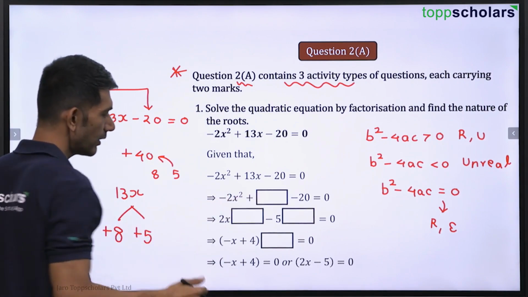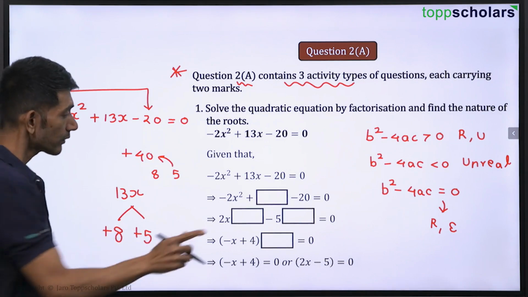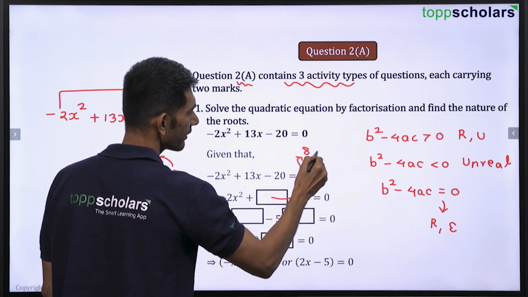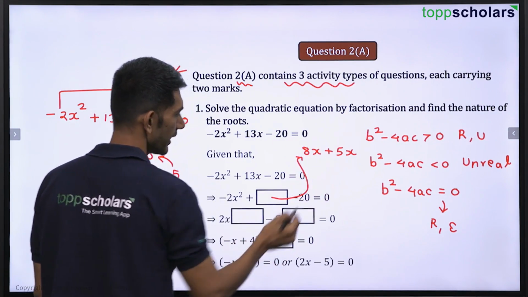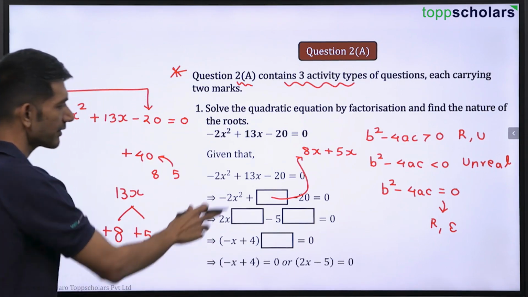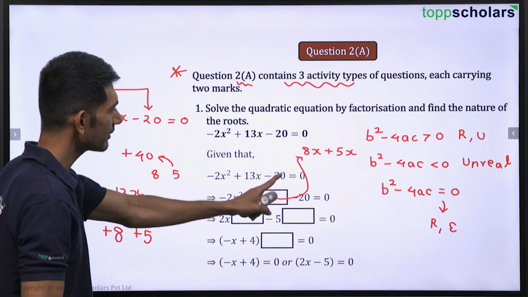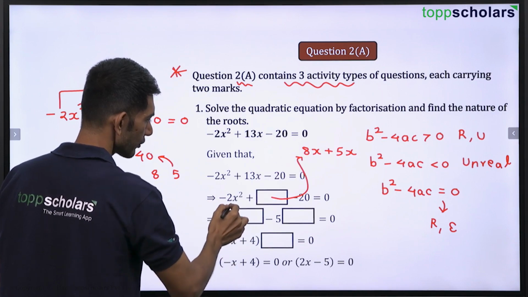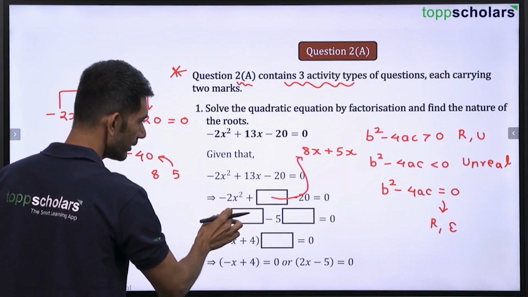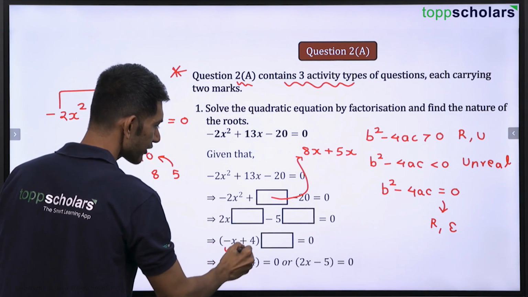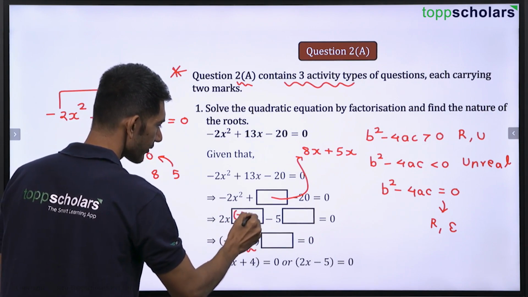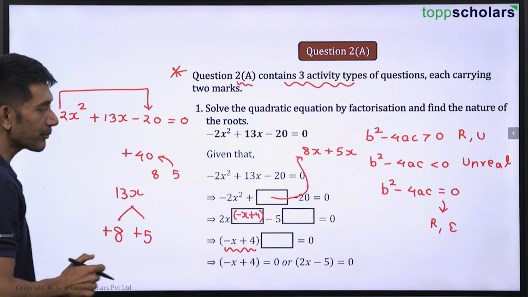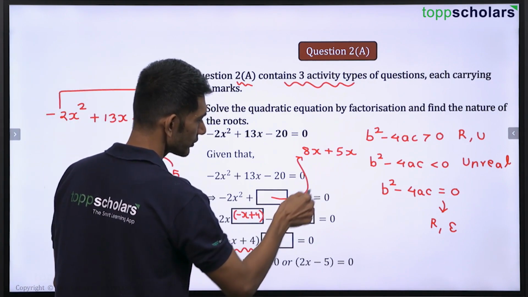So in the second step, we are supposed to do what? We are supposed to split it as 8 plus 5. So here in this box, you will write down 8x plus 5x, right? So once you get 8x plus 5x in the second box, now you have minus 2x square plus 8x plus 5x. So minus 2x square is there and 8x is there. You can take 2x common and then you get minus x plus 4, right?